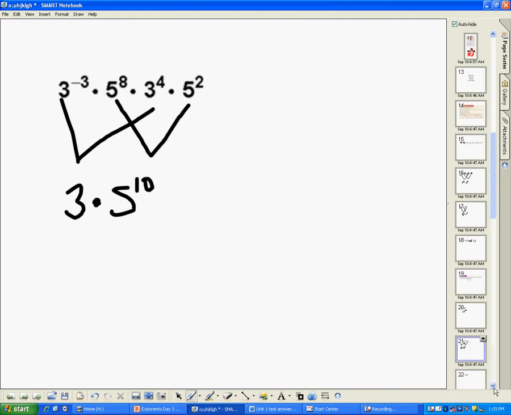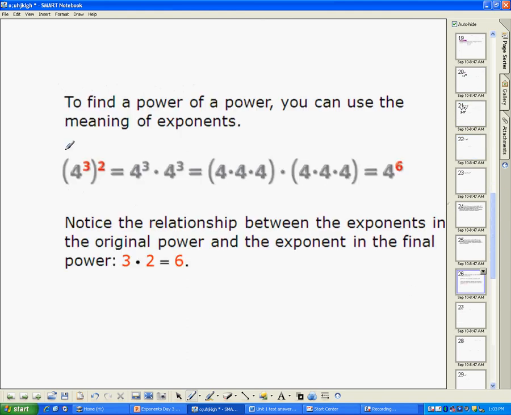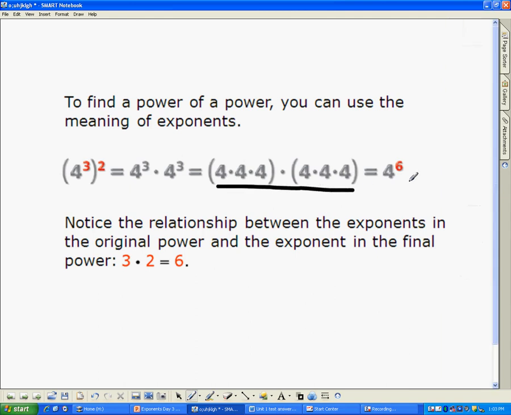Now, another rule with exponents is that if you are doing the power of a power, you multiply the powers together. So 4 cubed, in parentheses, and all of that is squared, that means 4 cubed times 4 cubed. Well, if you write that out in expanded form, that's 4 times 4 times 4, that's the 4 cubed, times 4 times 4 times 4, that's the other 4 cubed. Well, that's the same thing as saying 4 to the power of 6.